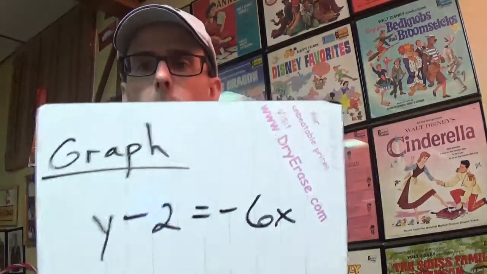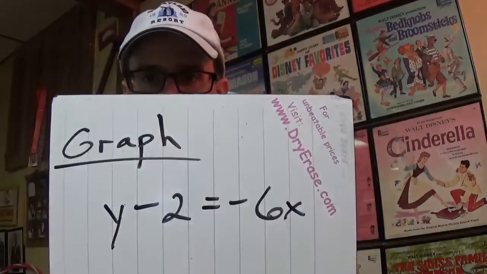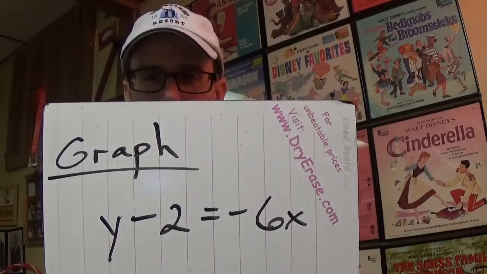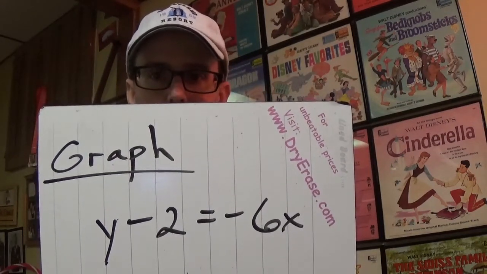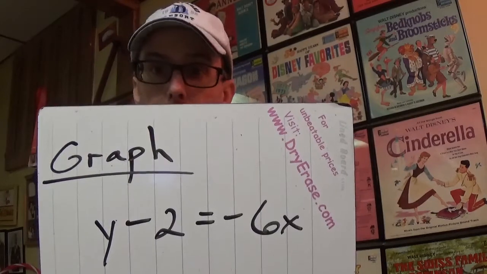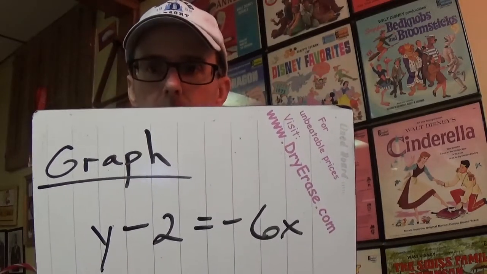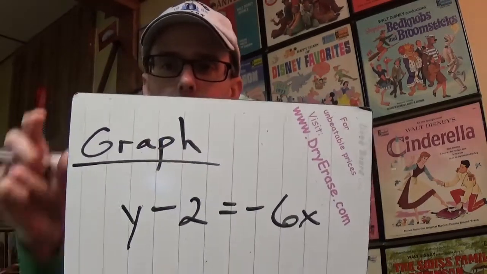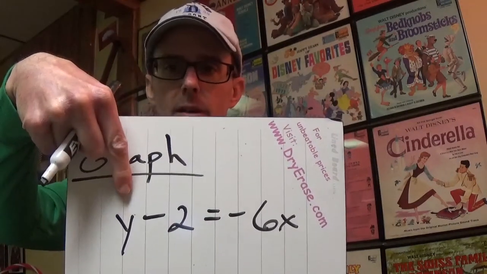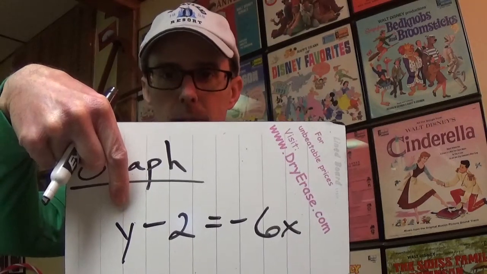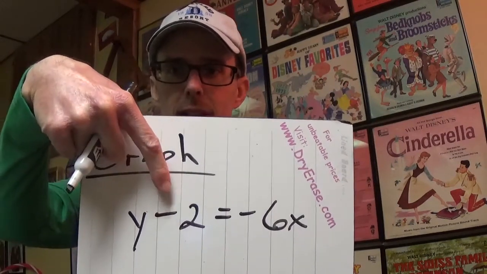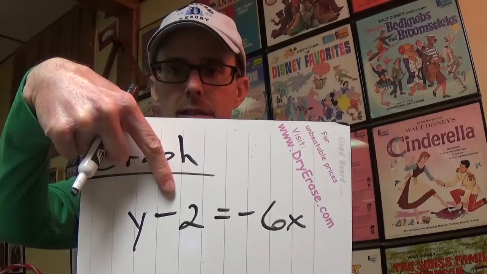I want you to graph y minus 2 equals negative 6x. Y minus 2 is equal to negative 6x. It looks a little bit different because it's not in slope-intercept form. But we can convert it into slope-intercept form. Slope-intercept form has y by itself. This y is not by itself yet, but we can make it by itself by using inverse operations on this guy, this negative 2.